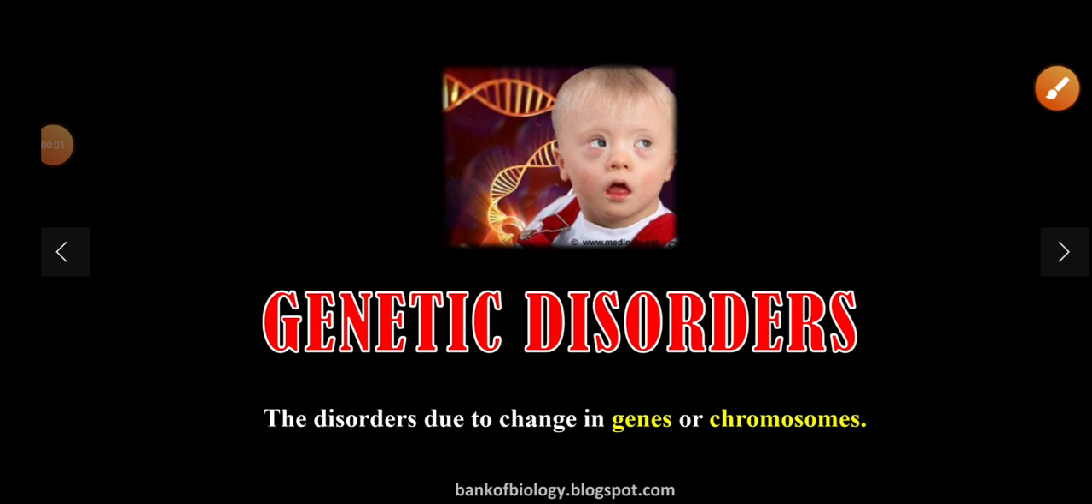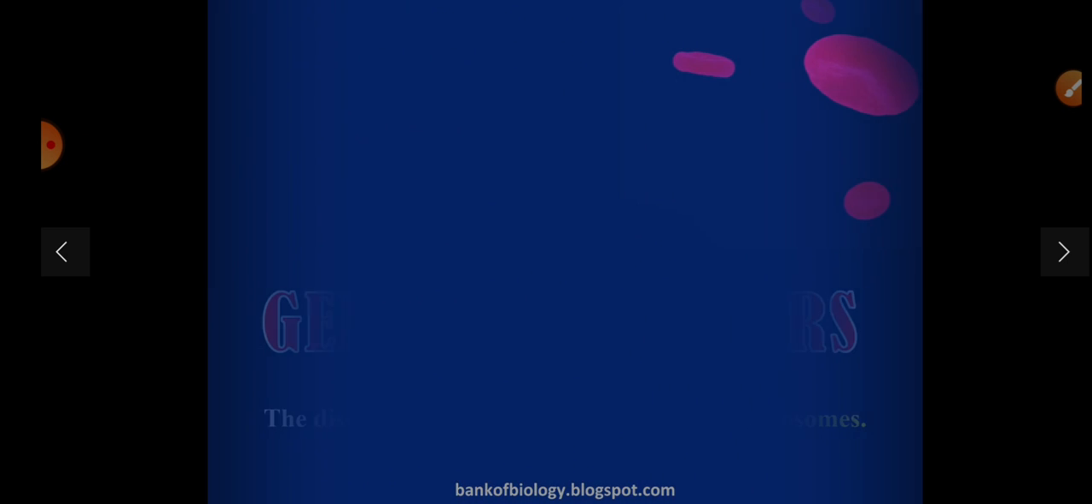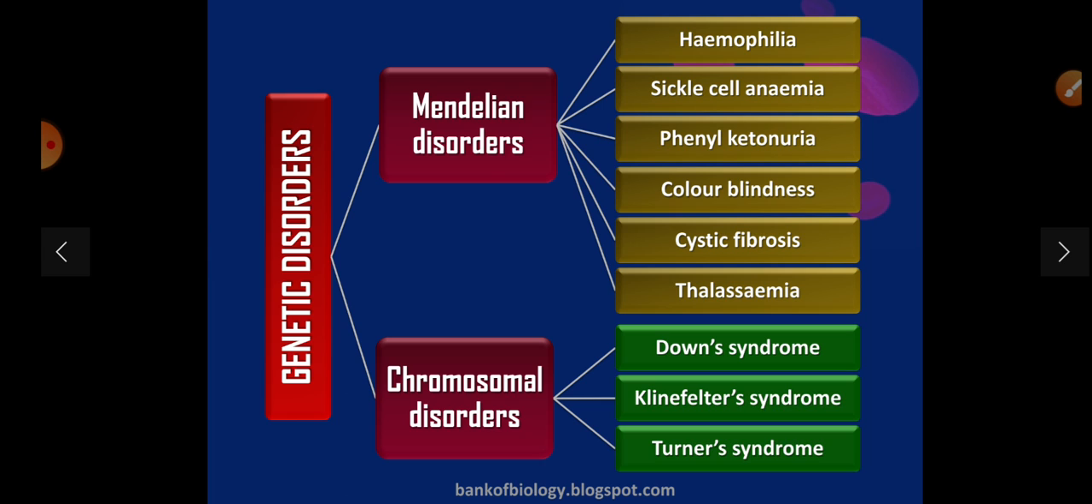Good morning, students. Today we will study genetic disorders. A genetic disorder is a disorder due to a change in a gene or chromosome. Either there is a change in a gene or in a chromosome. Now, types of genetic disorder.